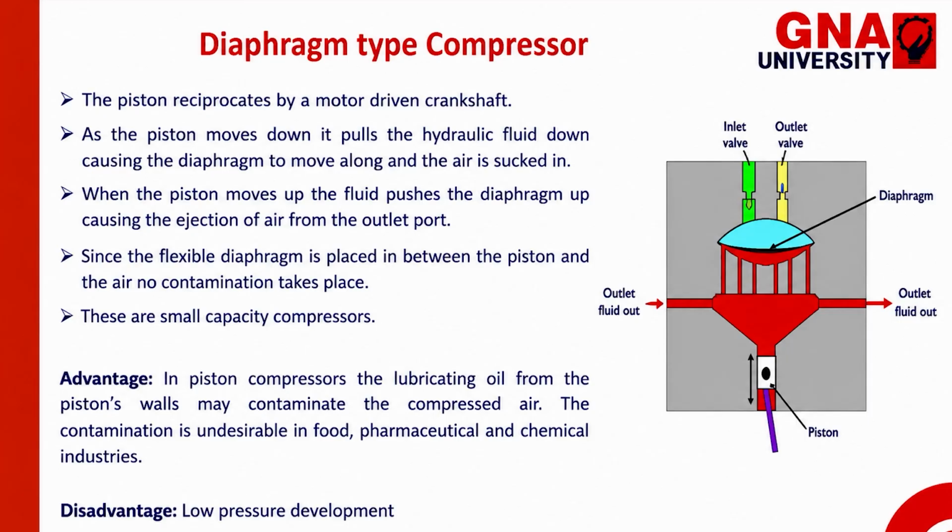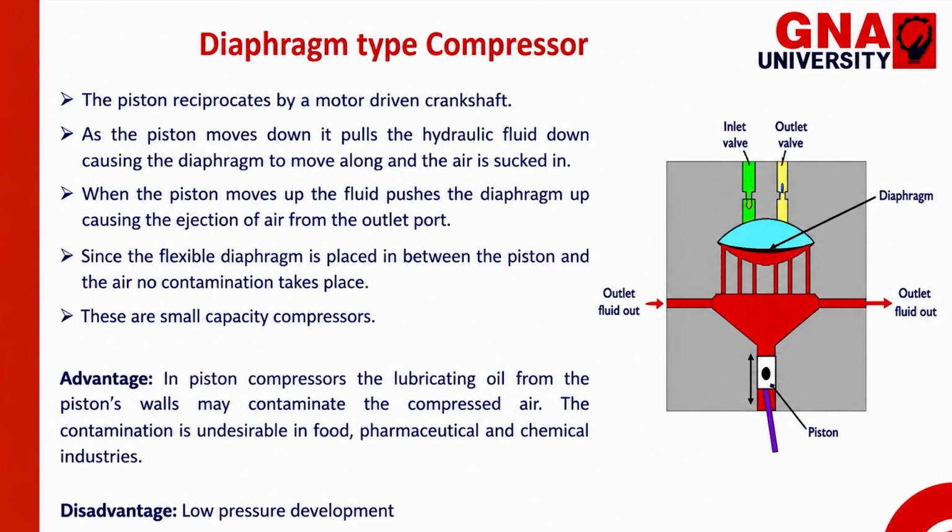So that air gets contaminated and it moves to the rest of the fluid system. Now, sometimes the automation system may be employed in the food processing industries where this contamination is not desirable. So, for those types of purposes, we have to use a compressor in which the air does not get contaminated with the lubricating oil.